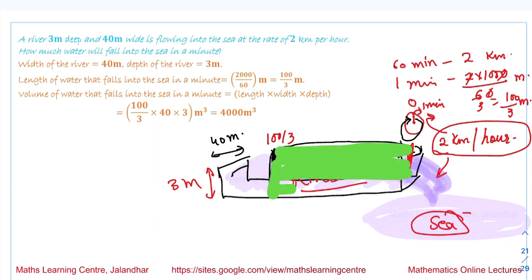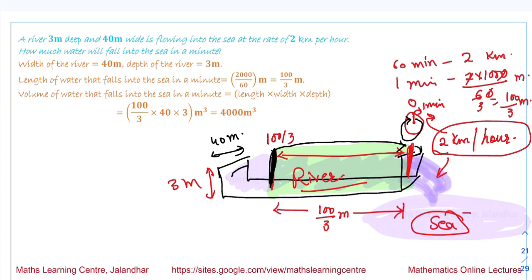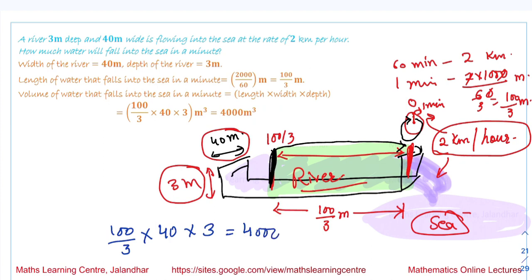The water in this much region will fall into the sea in 1 minute, and we have to find the amount of water in this portion. The length we have is 100 by 3 meter, the breadth is 40 meter, and the height is 3 meter. So what is the volume of the water? It is 100 by 3 into 40 into 3, which equals 4000. This 3 gets cancelled, so it is 4000 meter cube. This is the amount of water that will fall into the sea from the river in 1 minute.